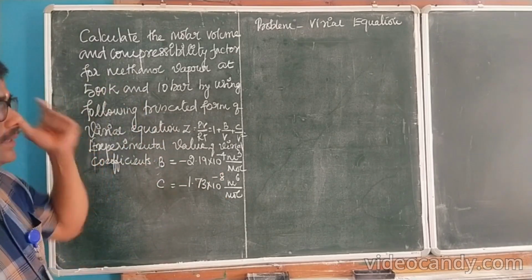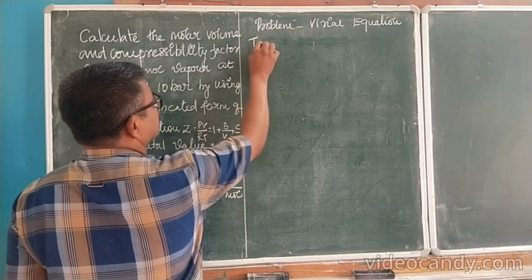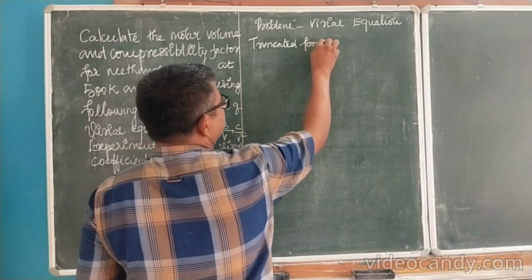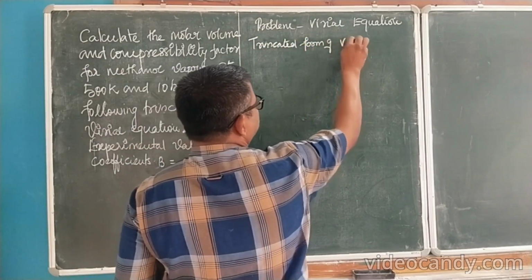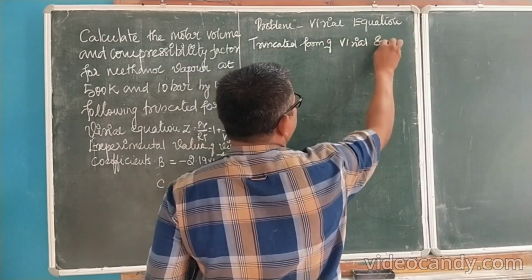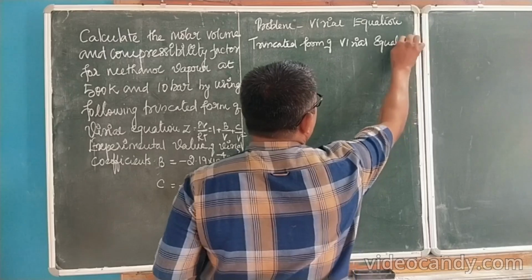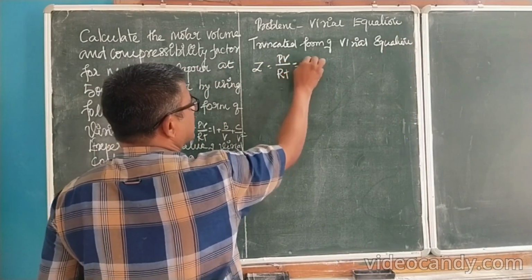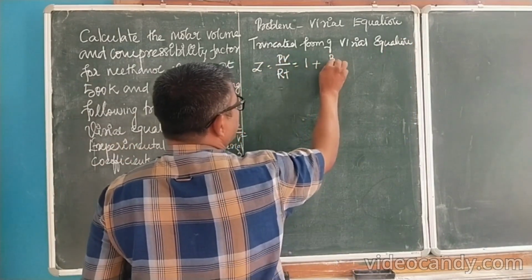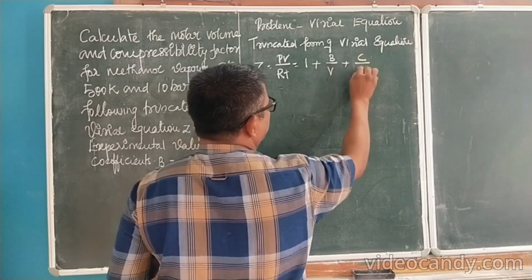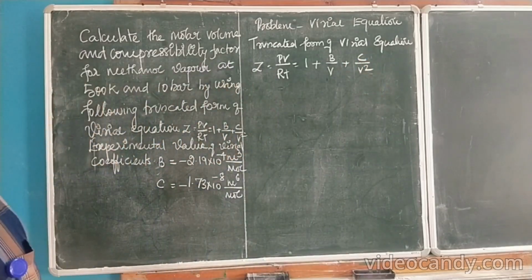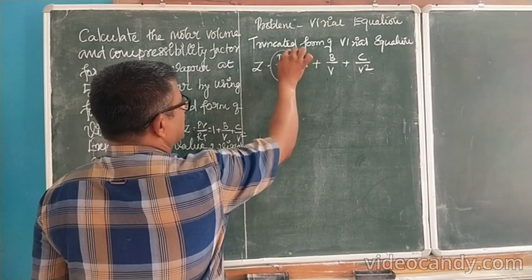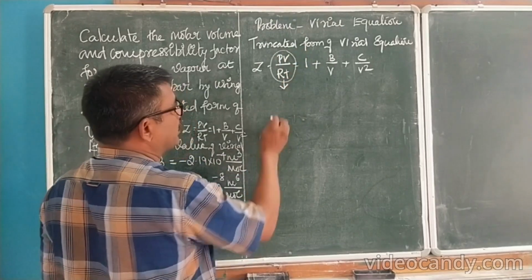Okay, what is the main equation? Truncated form of Virial equation. Z is equal to PV by RT, that is equal to 1 plus B divided by V plus C divided by V square. Now I am going to substitute all the values. Clear? From this equation I am going to calculate the molar volume V.